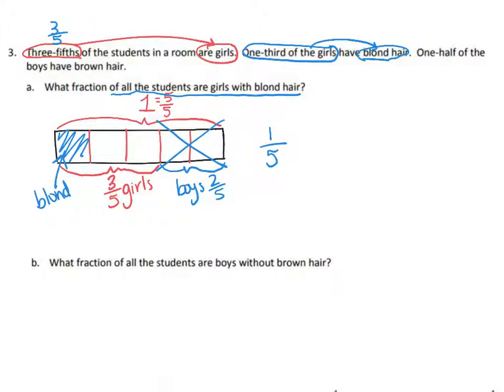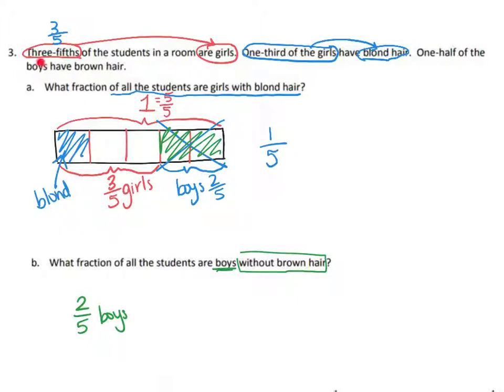All right, part B. What fraction of all the students are boys without brown hair? So we're looking for boys without brown hair. So in our tape diagram, we can see that 2/5 are boys. Right here, we can see that. But we need to know how many don't have brown hair.